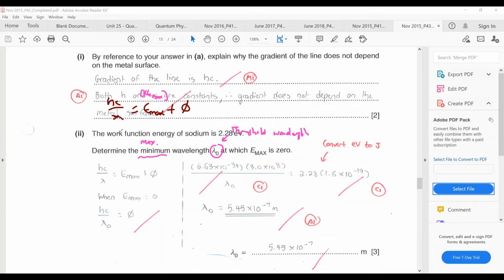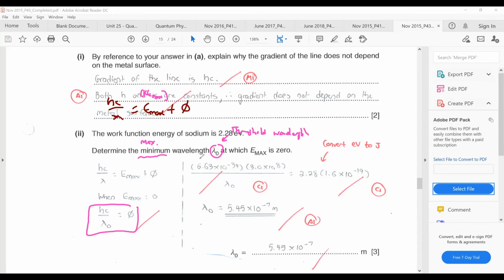Okay, so the work function energy of sodium is 2.28 eV. Find out the wavelength at which Emax is 0. This is talking about threshold wavelength. It's actually talking about maximum wavelength here. The minimum here, I do not know why it's here. It's very misleading. So you're talking about threshold wavelength. You know hc over lambda naught is equal to the work function.